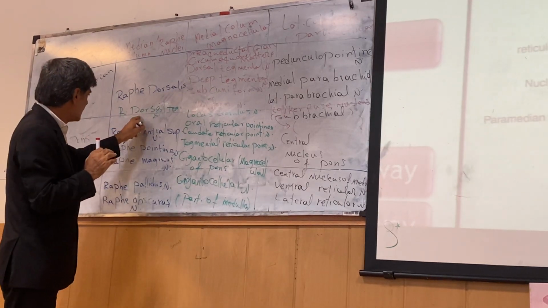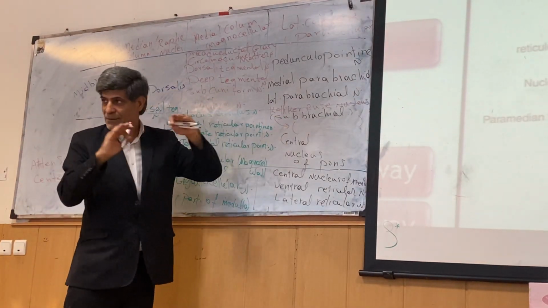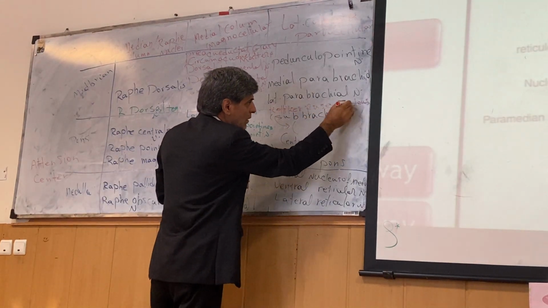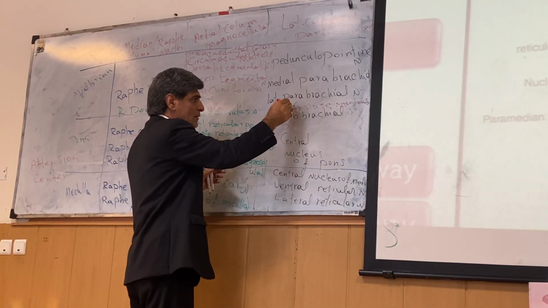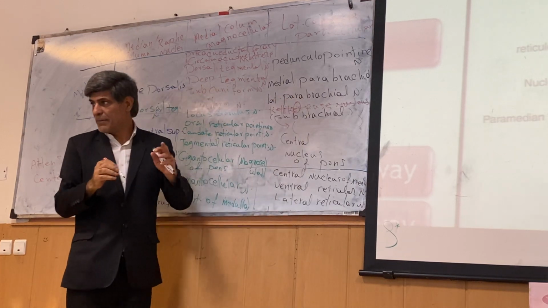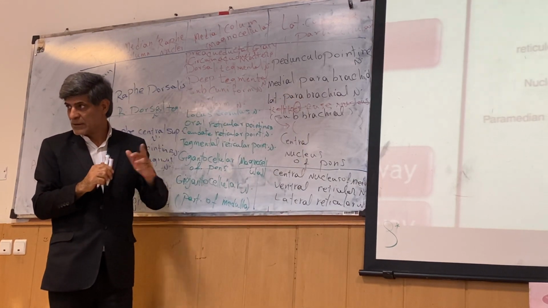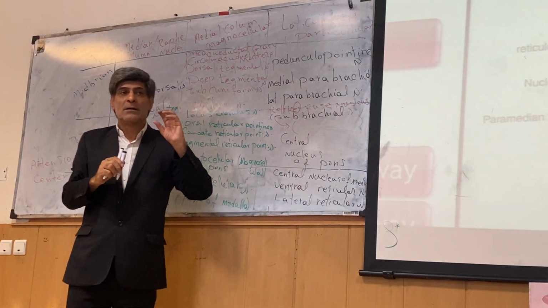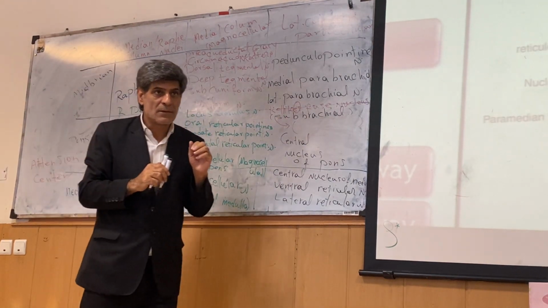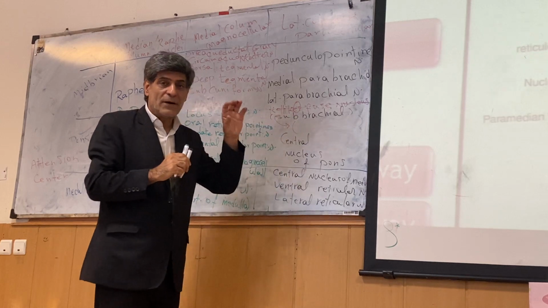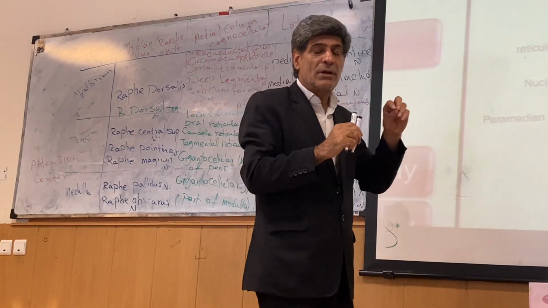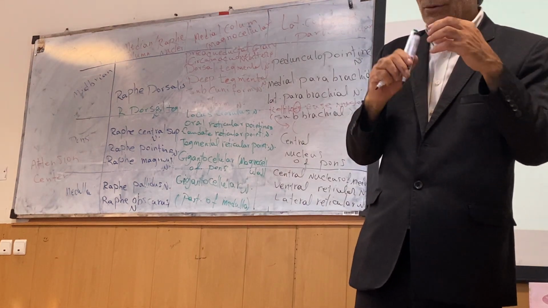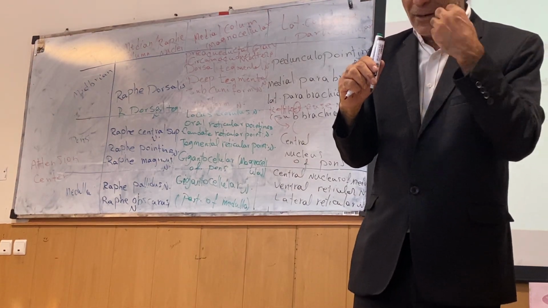It lies between the midbrain and the pons. What is the function of the pneumotaxic nucleus? Its function is the rate of respiration: regulation and control of the number of respirations.